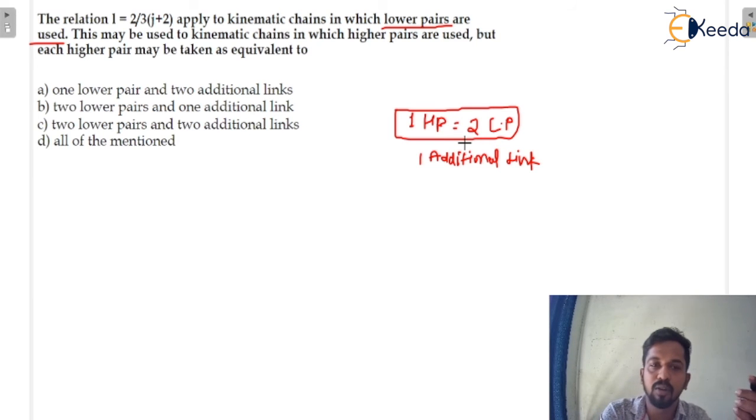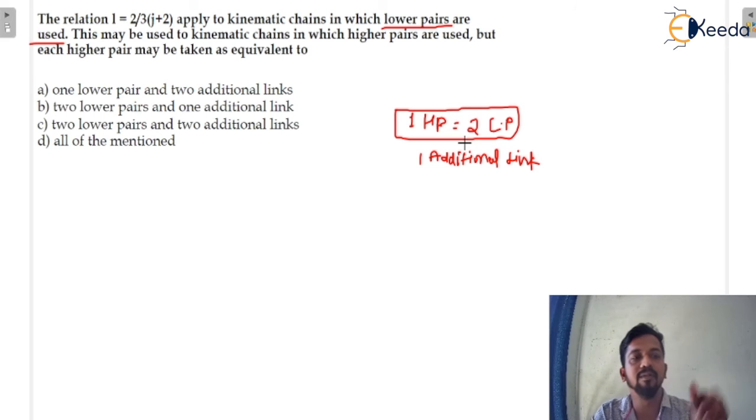Higher pair means there is a point or line contact, lower pair means there is a surface or area contact. So basically for this question, option B would be the correct answer because it is asking about the higher pair, and we know that one higher pair is equal to two lower pairs and there is one additional link.